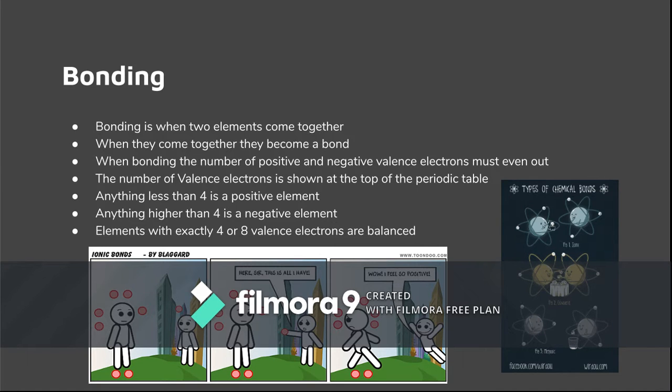Bonding is when two or more elements come together to form a bond. The number of positive valence electrons must be equal to the number of negative valence electrons. The number of valence electrons is above the periodic table.